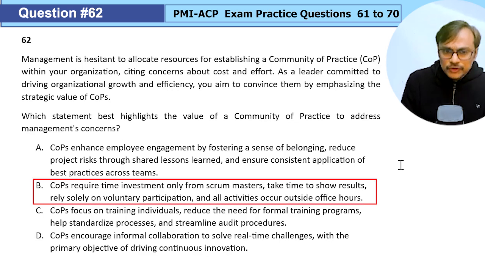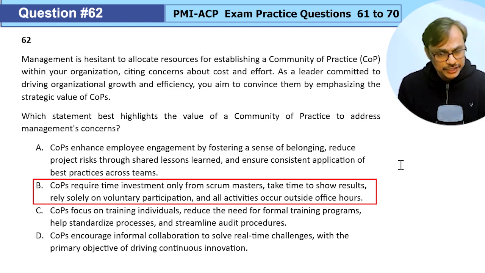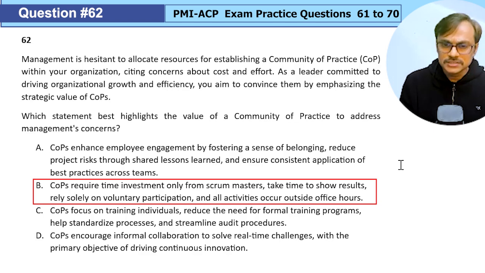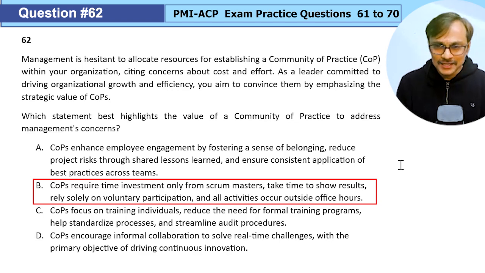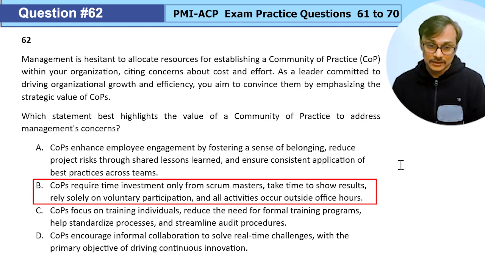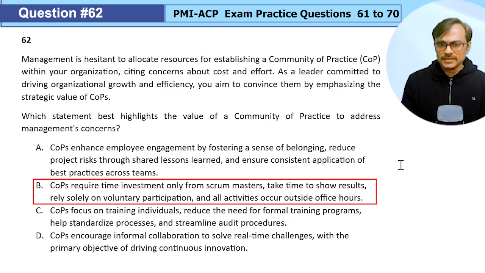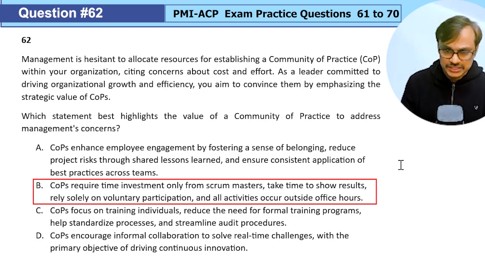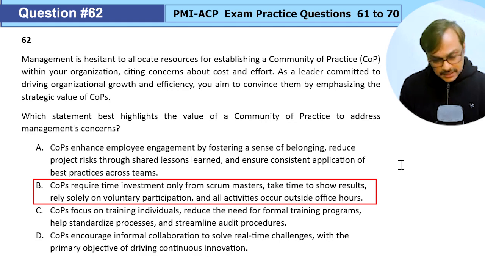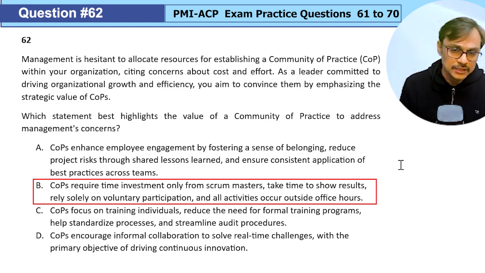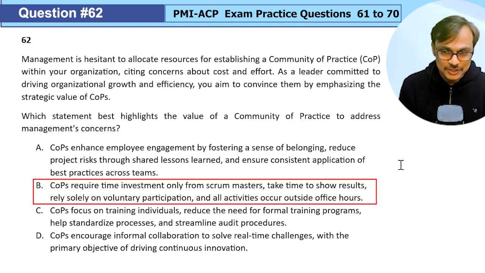Option B, community of practice requires time investment only from Scrum Masters, takes time to show results, relies solely on volunteering participation, and all activities occur outside office hours. So there could be a few truths and a lot of things not ideally right. Community of practice is not necessarily only involving Scrum Masters. You may have a Scrum Master community of practice, but the question was not saying so. There is a possibility that some communities of practice rely on volunteering participation, but not using people's outside office time. Definitely, it has to be allocated from office time only. So I ignore option B.